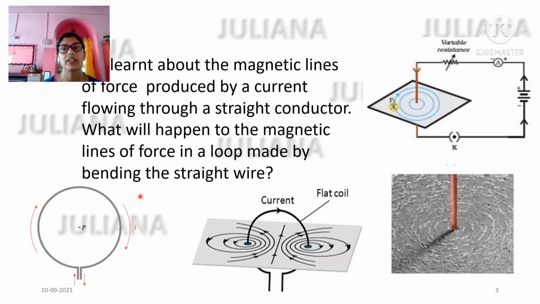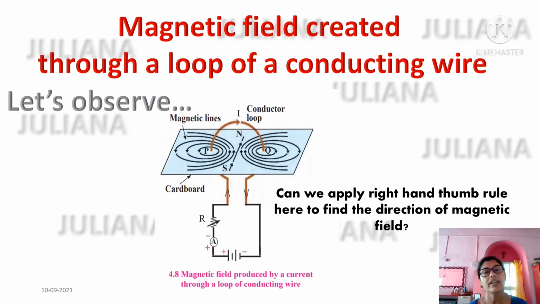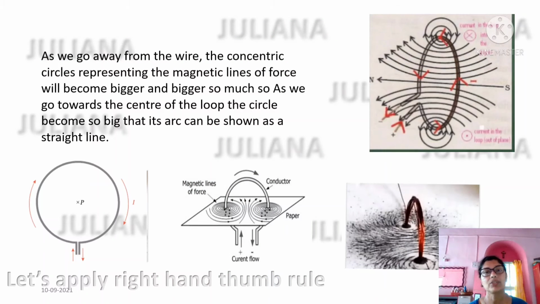We have now converted the same straight conductor. We have coiled it in the form of a loop by bending that straight wire. Let us understand how the magnetic fields will be generated in this loop. Can we apply the right-hand thumb rule here to find the direction of the magnetic field? Surely, yes.